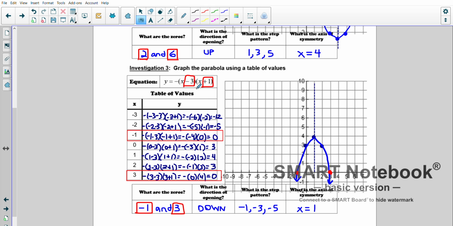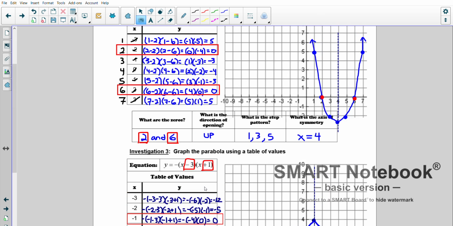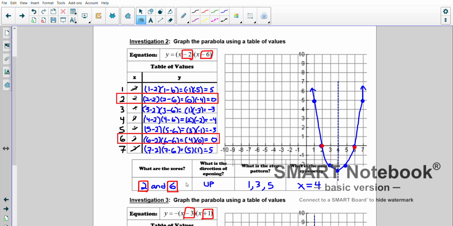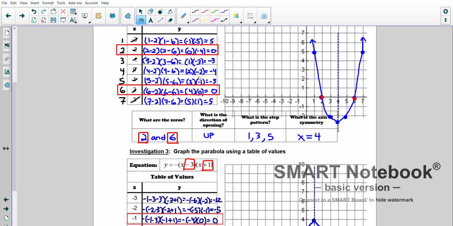So hopefully by now you've noticed that these numbers are kind of showing up in the equation. Well, there's a 1 and a 3 and a negative 3, and look at that. There's a negative 1 and a positive 3. What happened up here? It's x minus 2, x minus 6, and the zeros were plus 2, plus 6. So if I were to ask you to make a prediction, I think you might say, well, it seems like the zeros are going to be the opposite operations of these values that show up in the factored form. And you would be correct.